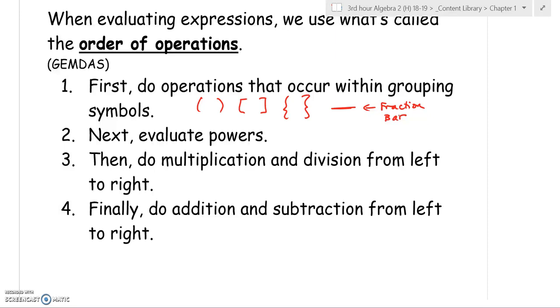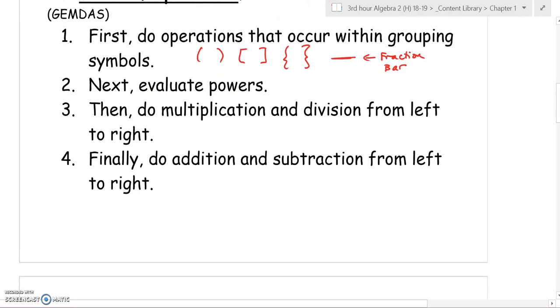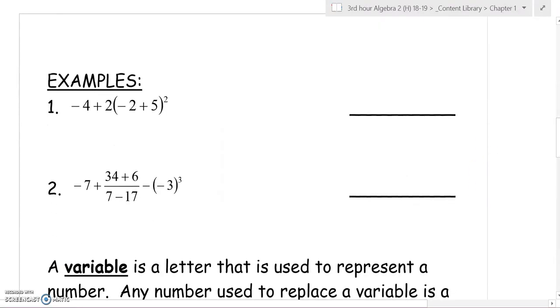So after we do all our grouping symbols, next we look for powers. We just talked about what that is. Then we go for multiplication and division, notice from left to right, and then finally addition and subtraction from left to right. So let's look at some examples of how we use our order of operations to evaluate numerical expressions.